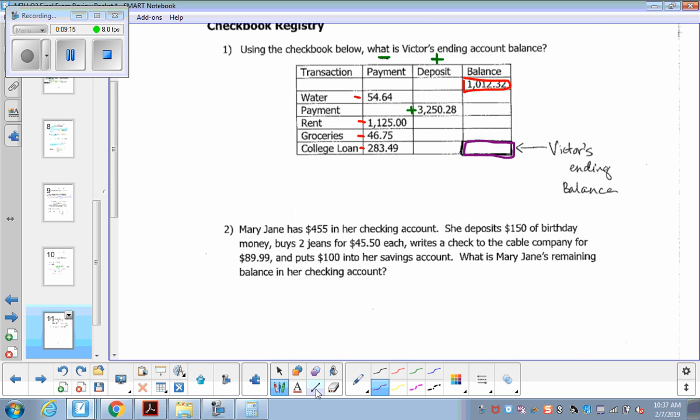And down here, the only thing I wanted to make sure I reviewed with you is deposit. Again, money's going into your account. If you're writing a check, money's coming out of the account. And balance is just the amount that you have in the account after all of the adding and subtracting.